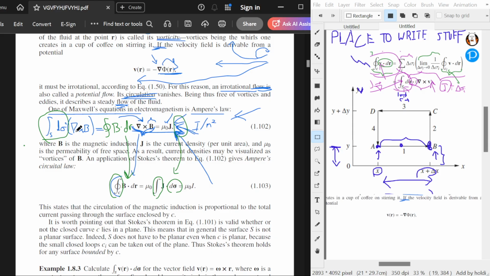Wait, S dot D. Yeah, I agree. And now they're saying this turns into this. We pull out the constant. Yeah, I agree. And current density multiplied by area will just give us back the current. So yeah, I agree.